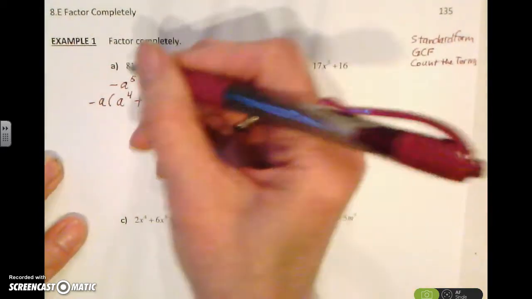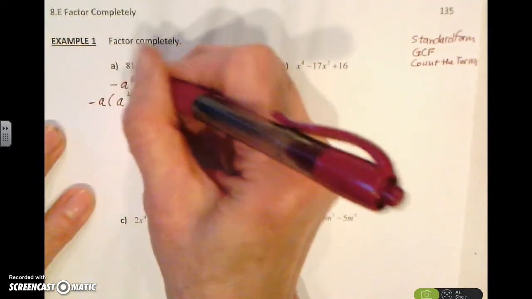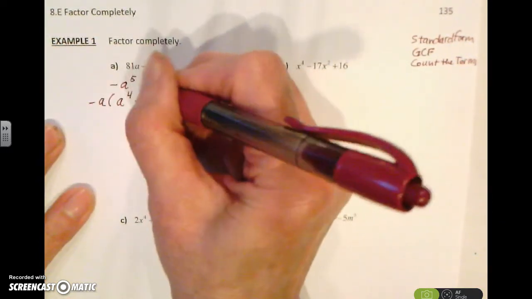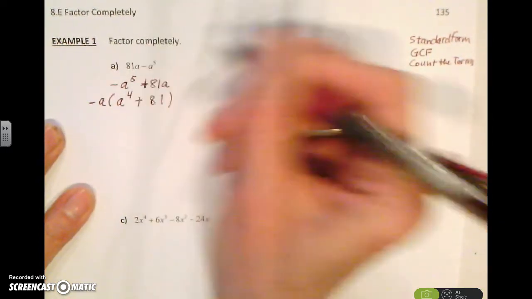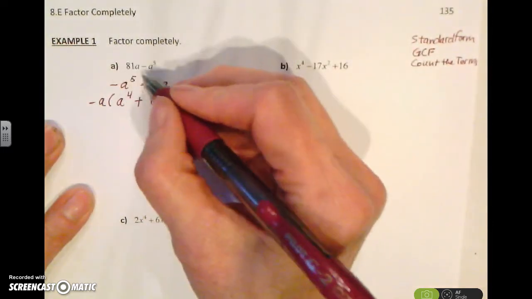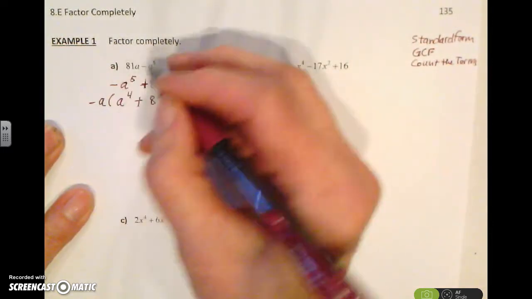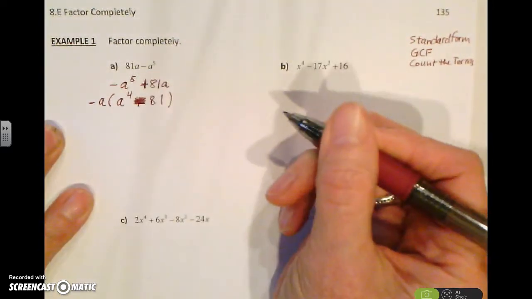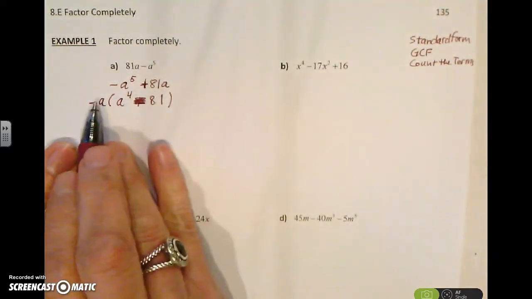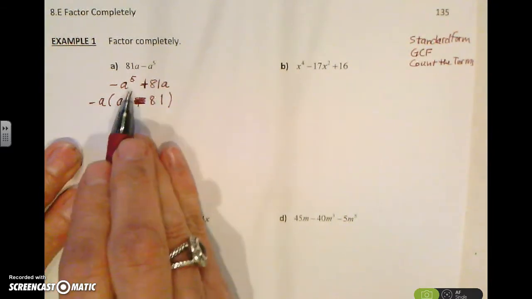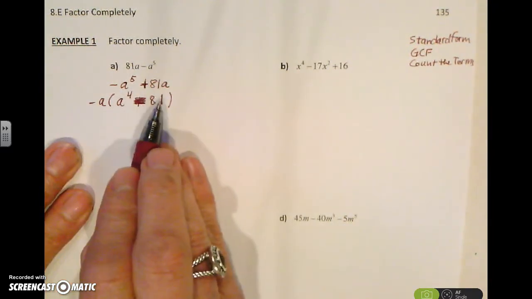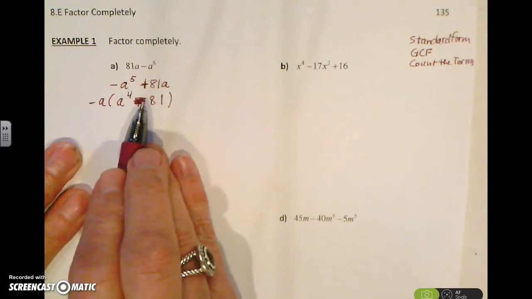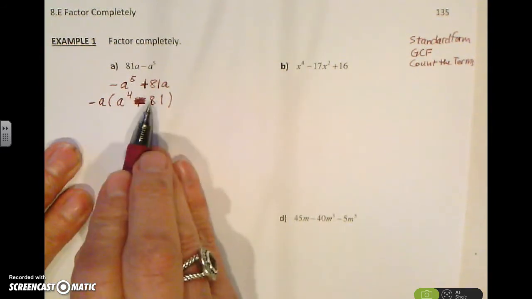Oops, this is a mistake. This should have been a plus here. I'm sorry, that should have stayed a plus because this was a plus. And then when I factor out the negative a, this is going to be negative right there. All right, so once I factor out the GCF, negative a, I'm left with a to the 4th minus 81.